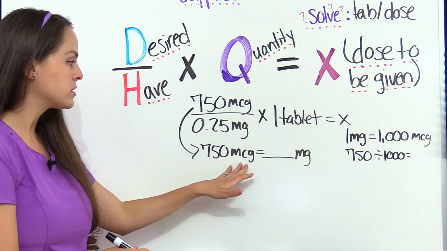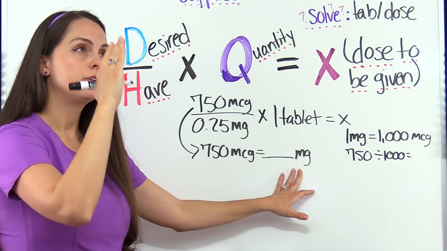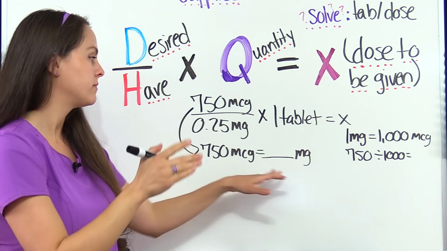Last time we were doing the opposite. We were going from grams, which was higher, to milligrams, which is lower. So we multiply. This time we're going from something lower to something higher. So we're going to divide by 1,000. So whenever you divide that out, you get 0.75. So 750 micrograms equals 0.75 milligrams.